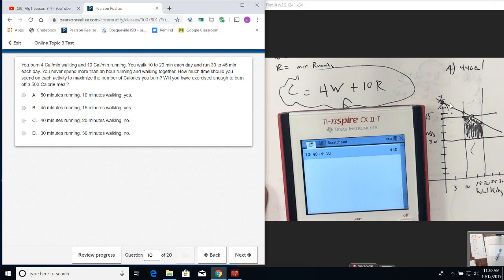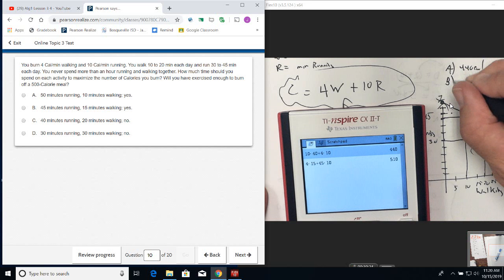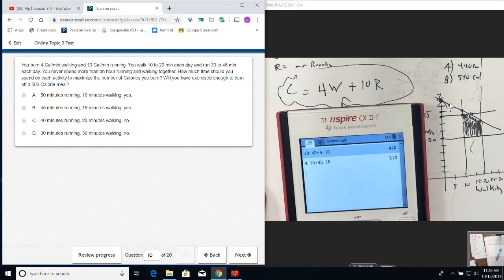So let's check out B. It'd be 4 times the time walking in B, which is 15, plus the time running is 45, and I burn 10 calories per each of those 45 minutes, and that would be 510 calories. So I can burn more there, right? And then C, it'd be 4 times the 20 minutes you spend walking, plus the 10 calories per minute for the 40 minutes you spend running. How many total calories do I burn there? 480.